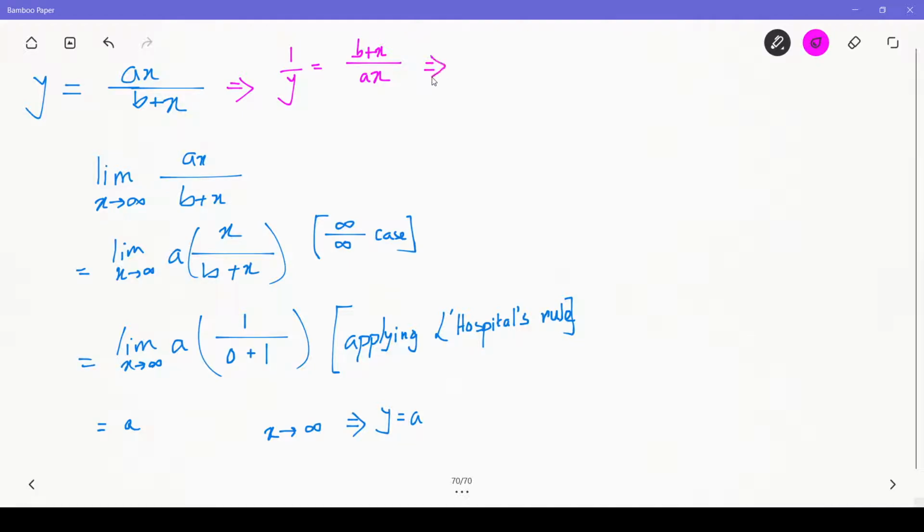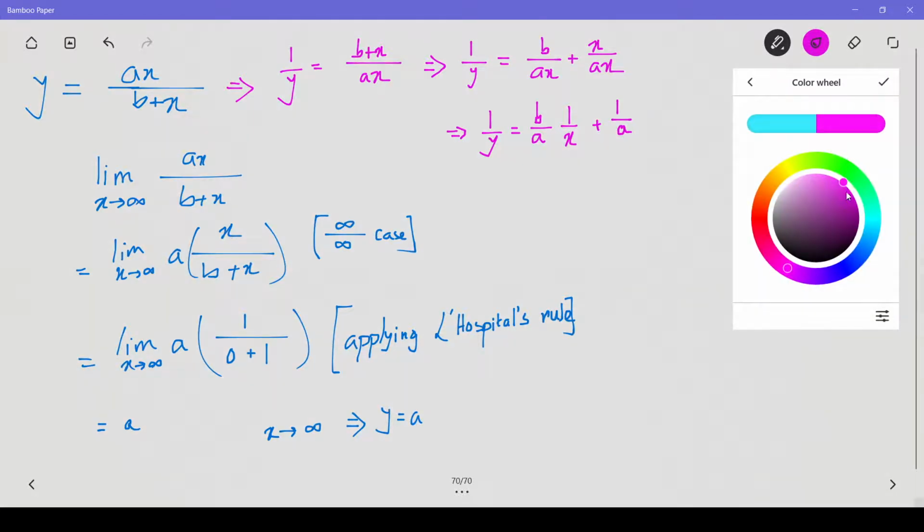So let's try to simplify it further or write it a bit differently. 1 by y becomes b divided by a plus x divided by a plus x. We can write it even more simply: b by a times 1 by x. So this b by a and 1 by x get separated, and plus, this x and this x cancel each other out. We get left with 1 by a, right?